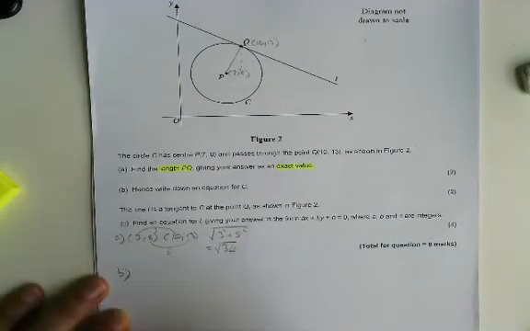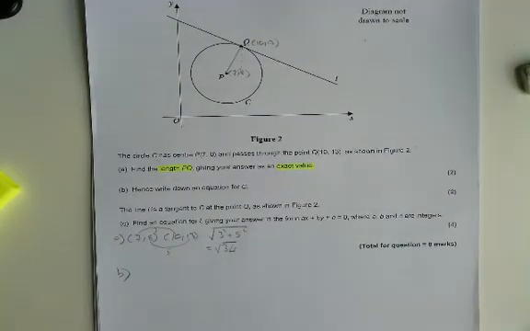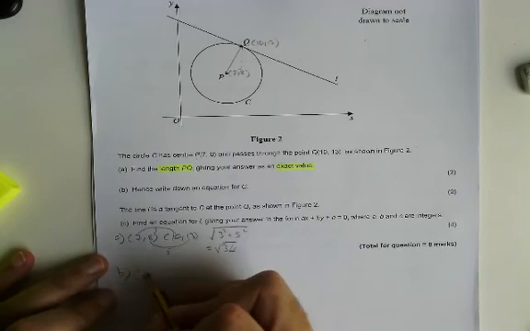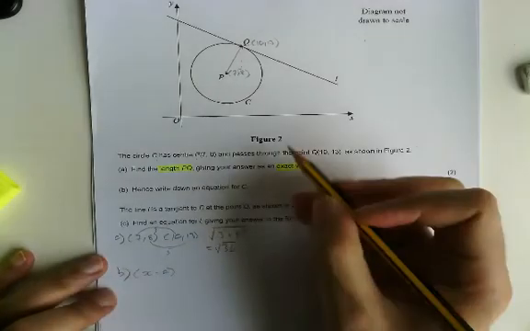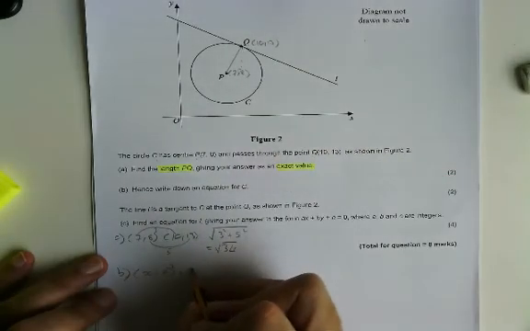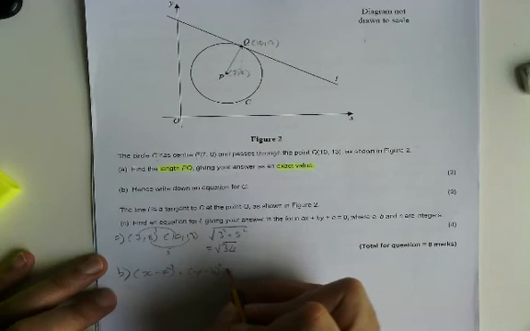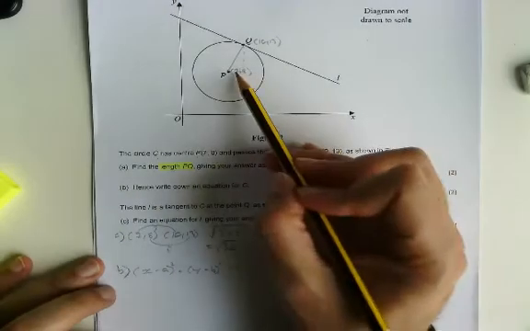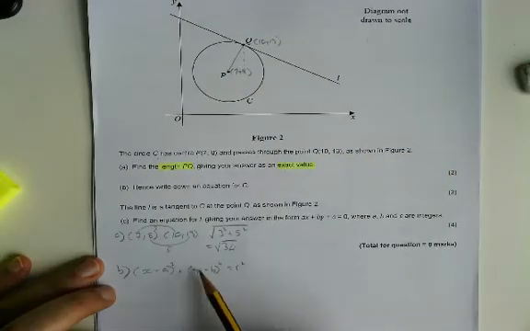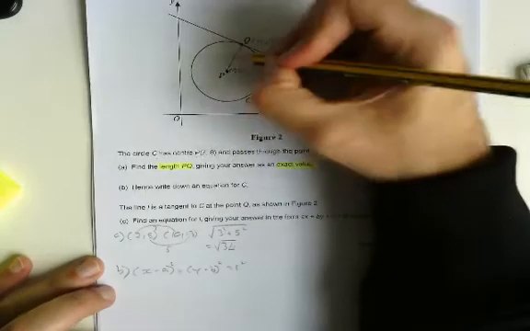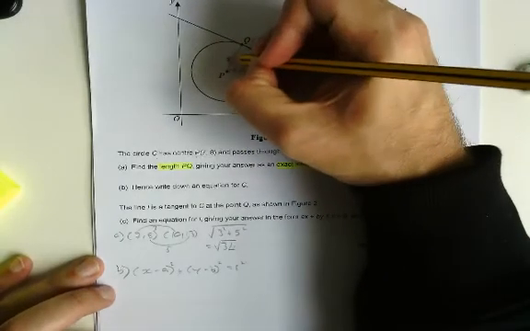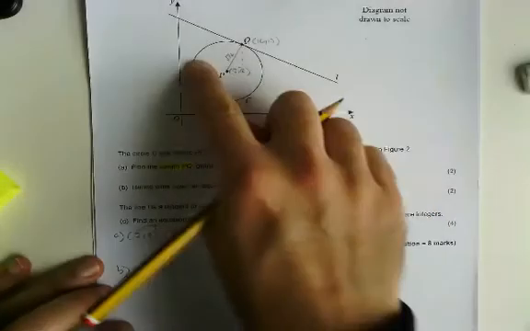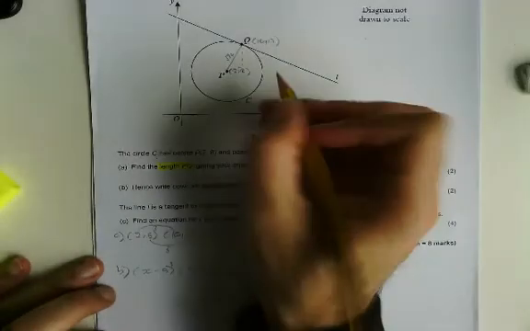Right, part b. Hence write down an equation for C. Remember that your equation for the circle C will look like this. So we'll have x minus the x coordinate of the centre all squared, plus y minus the y coordinate of the centre all squared, equals the radius squared. Now I've just figured out that the radius is root 34. So I've got everything I need.